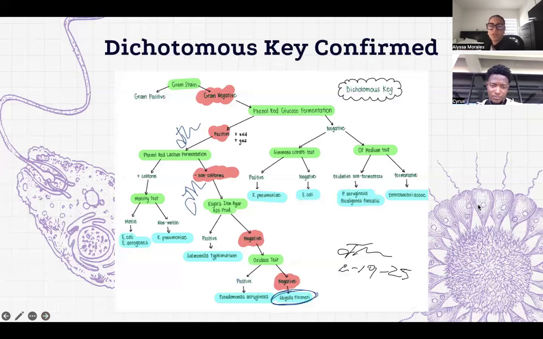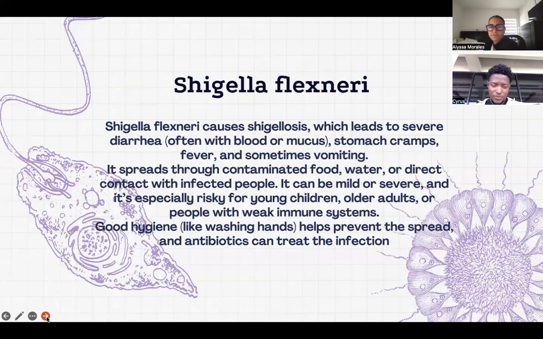This is an image of our confirmed and concluded dichotomous key. As you see, like we said, our gram stain was negative. Our phenol red glucose fermentation test was positive, positive for gas, positive for acid. Then our lactose fermentation negative, and our KIA test negative, which led us to an oxidase test, which would help us differentiate between Pseudomonas aeruginosa and Shigella flexneri. That test ended up being negative, which ultimately led to our discovery of our unknown bacteria being Shigella flexneri.